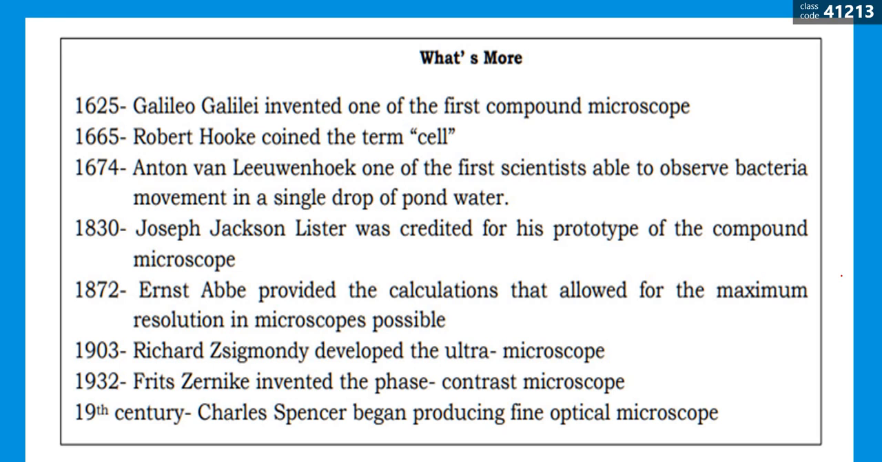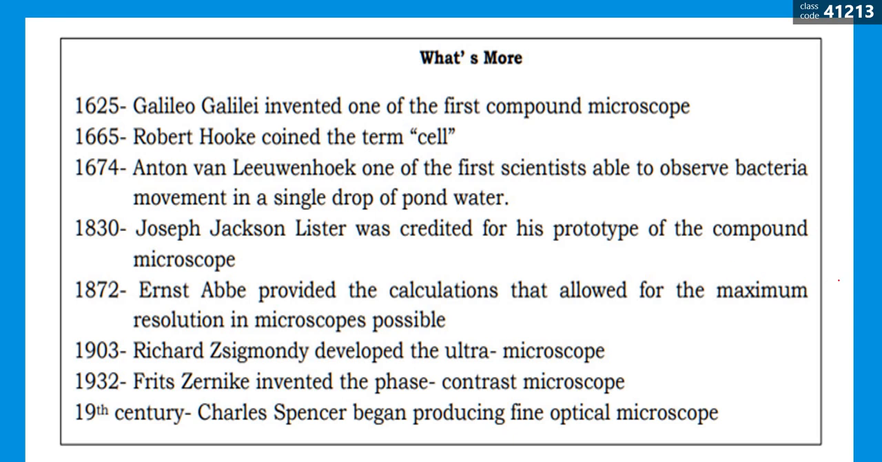In 1625, Galileo Galilei invented one of the first compound microscopes. In 1665, Robert Hooke coined the term cell. In 1674, Anton van Leeuwenhoek, one of the first scientists able to observe bacteria movement in a single drop of pond water. In 1830, Joseph Jackson Lister was credited for his prototype of the compound microscope. In 1872, Ernst Abbe provided the calculations that allowed for the maximum resolution in microscopes possible. In 1903, Richard Zsigmondy developed the ultramicroscope. In 1932, Fritz Zernike invented the phase contrast microscope. And in the 19th century, Charles Spencer began producing fine optical microscopes.